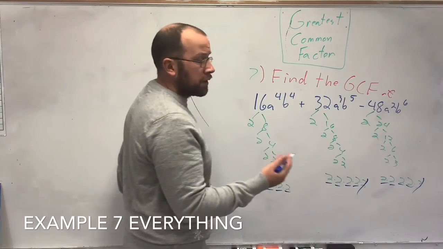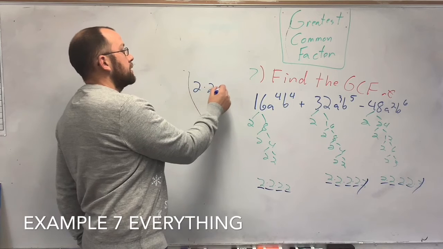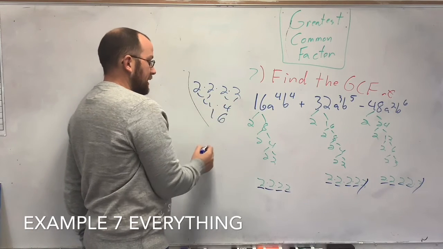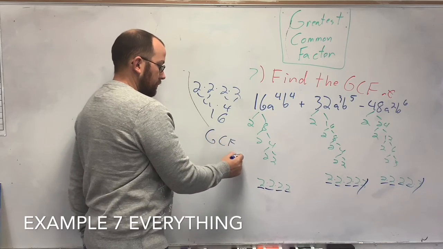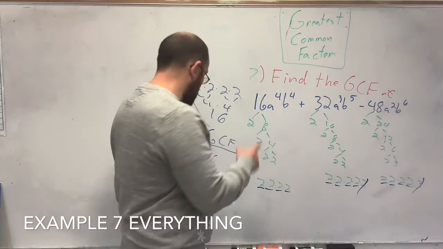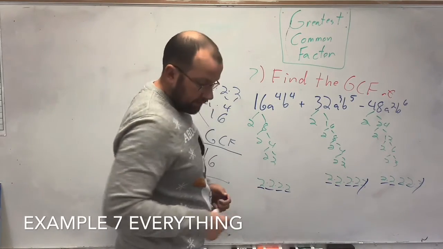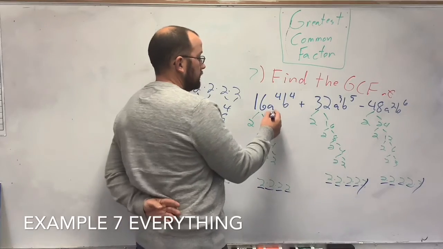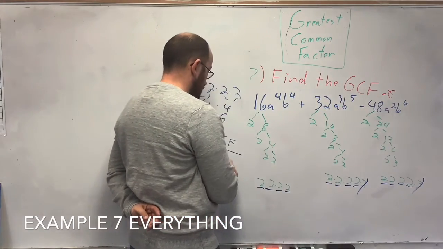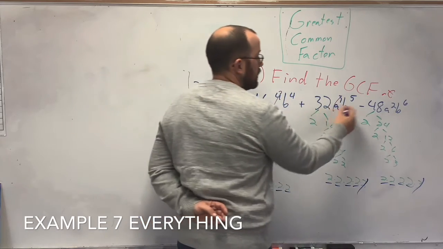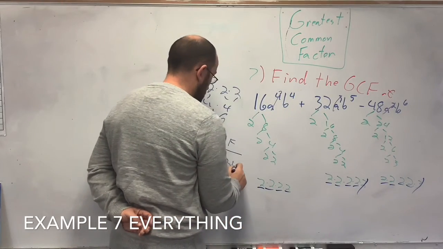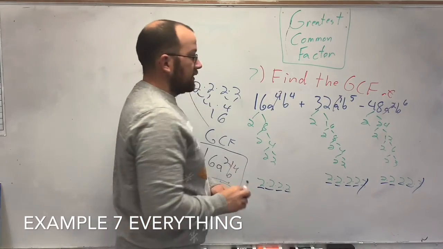And now I'm left with 4 2's. So 2 times 2 times 2 times 2, 4 times 4, 16. So 16 is the first part. Now we just have to do the rest of it. A to the 4th, 3rd, 2nd. The smallest one is a to the 2nd. And then 4, 5, and 6, b to the 4th. And that is your answer.